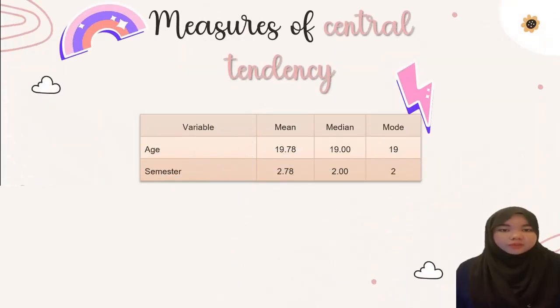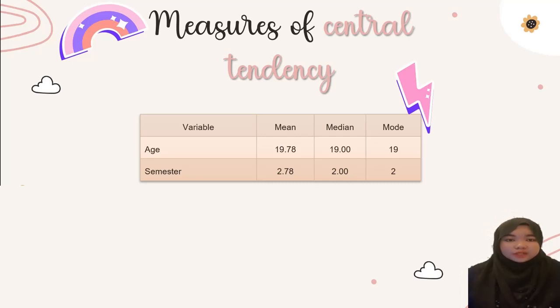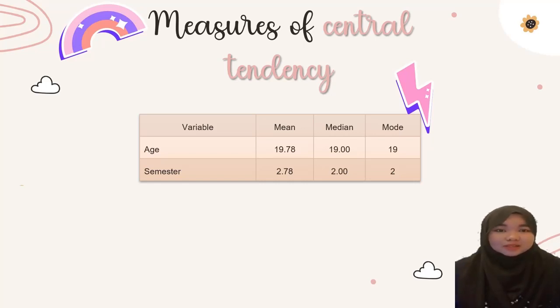The table above presents a summary statistic for measures of central tendency for all quantitative variables that were used in this study. The average age of students in this study is 19.78 years old. The median value of 19 indicates that half of the students are older than 19 years old and the other half of students is younger than 20 years old. Similarly, the mode value of 19 tells us that most of the students that participated in this survey are 19 years old.